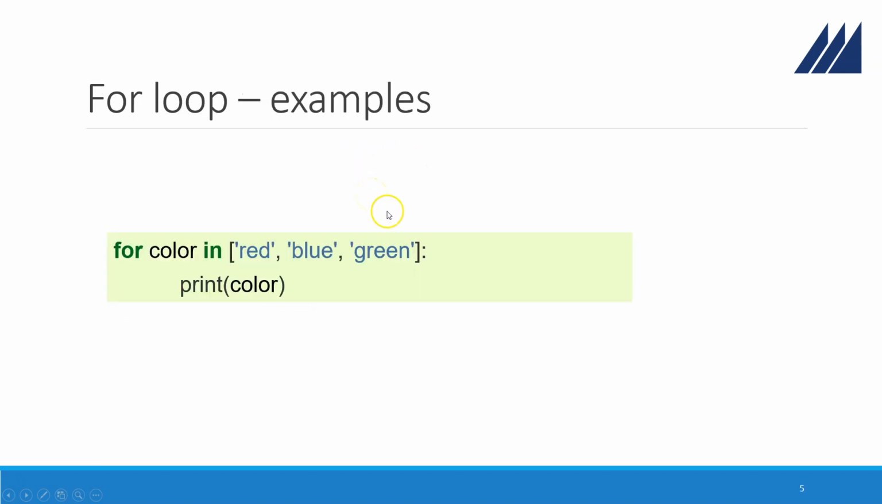Okay, let's take a look at another example. In this example, what is going to be the result? I have for, the variable name is color, in, and this is my sequence. If you run this example, it's going to print first red, then blue, then green. It's going to take them one by one, starting from the left to the right.